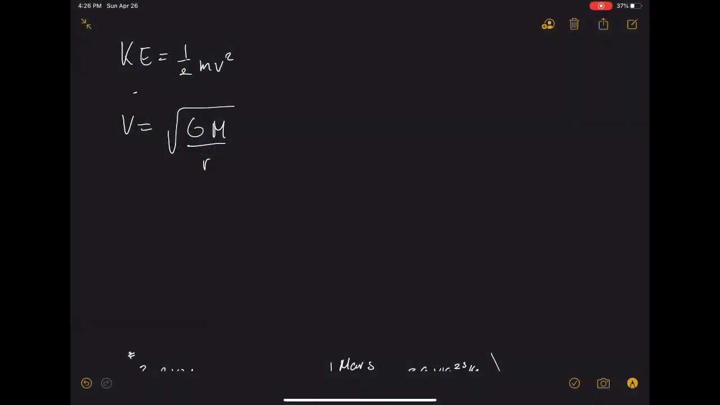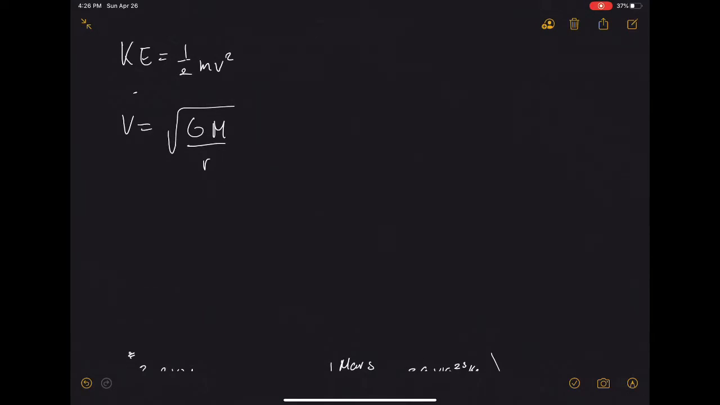Okay, for this problem, we're gonna use the kinetic energy formula and also one of the gravitation formulas. The problem is asking how much work must the spacecraft engines perform to move the spacecraft to a circular orbit that is 4,980 kilometers above the surface.